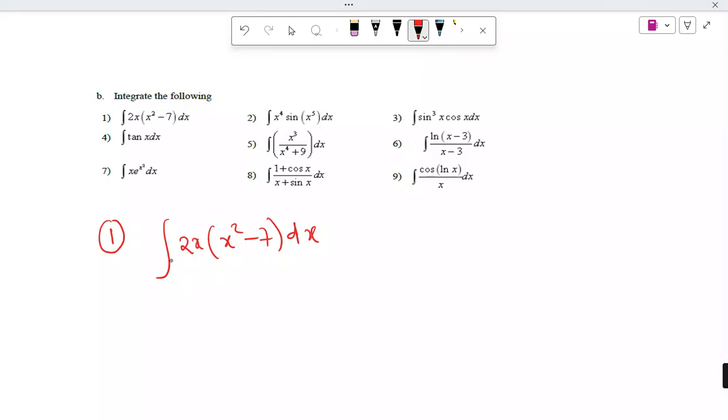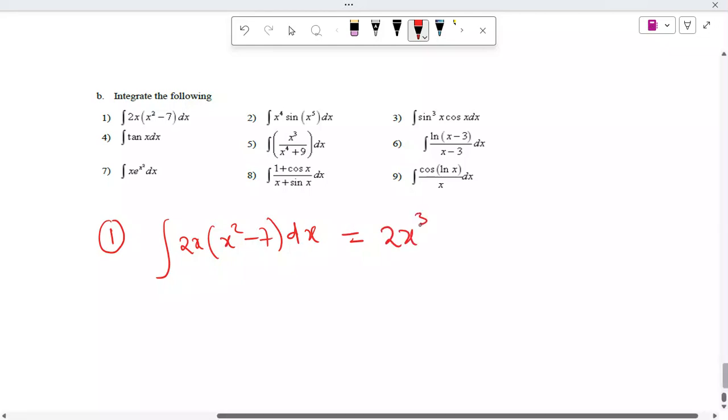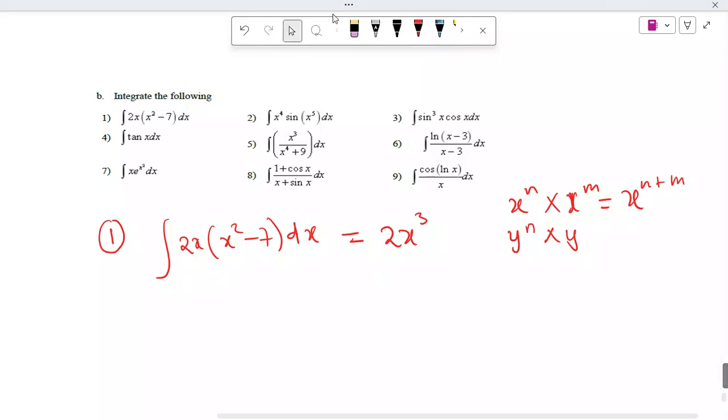We were supposed to use substitution method, but since this is more direct, we just multiply this 2x throughout. So 2x multiplied by x squared will be 2x to the power 3. So just adding the powers. So x to the power n multiplied by x to the power m is the same as x to the power n plus m. So these are powers. You're multiplying the same variable x.